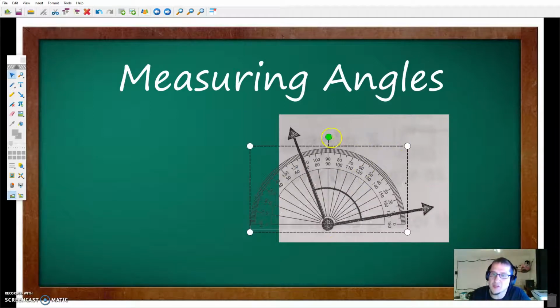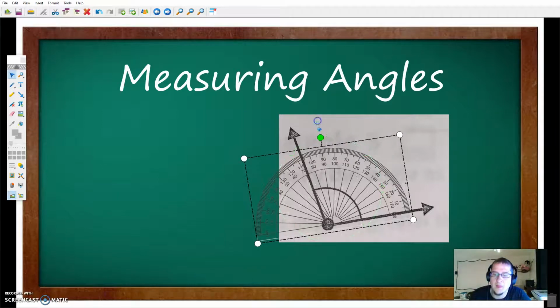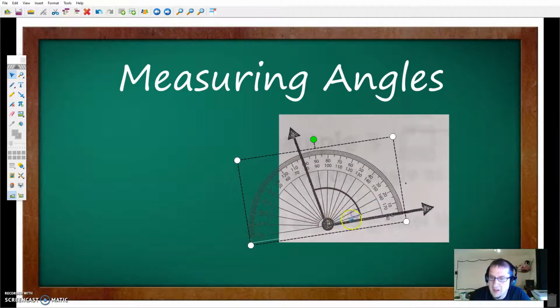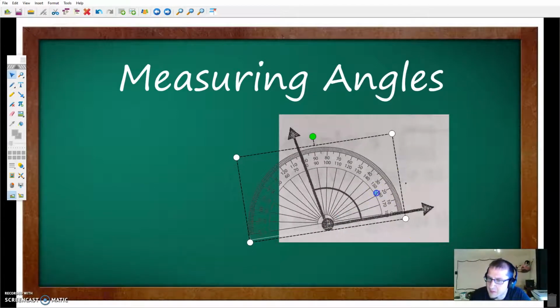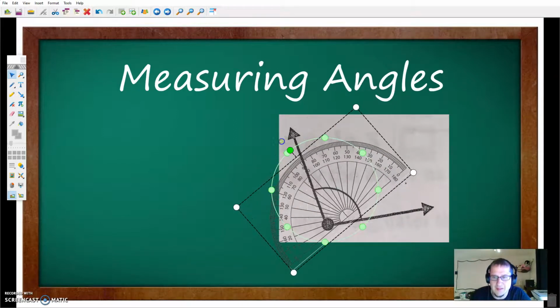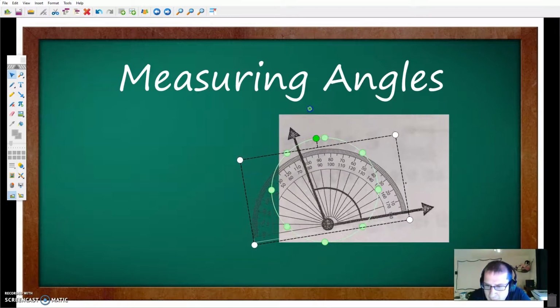However, I need to make sure that one of my lines lines up with this bottom line. So I can't have it like this. I can't have it like this. I need to make sure that one of those lines lines up exactly with the bottom of the protractor. Then I can look up here and see that.